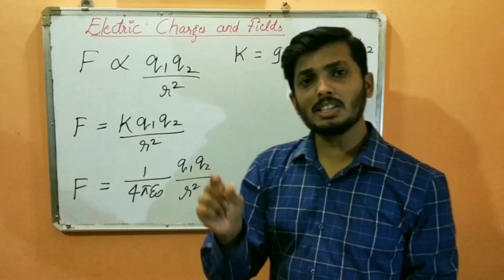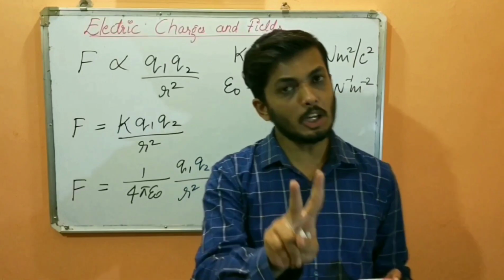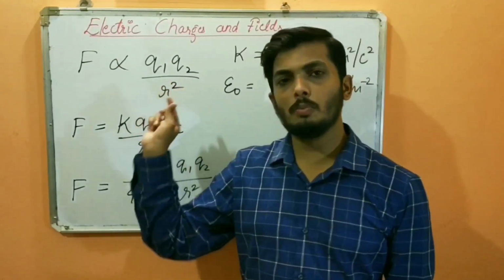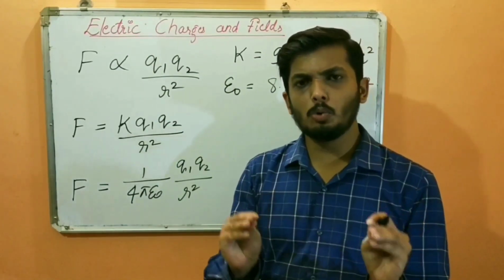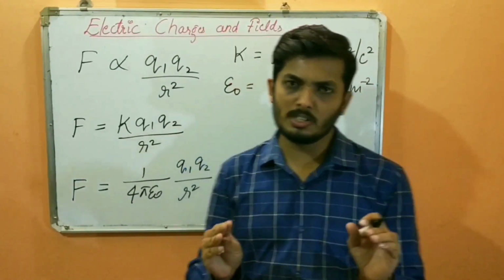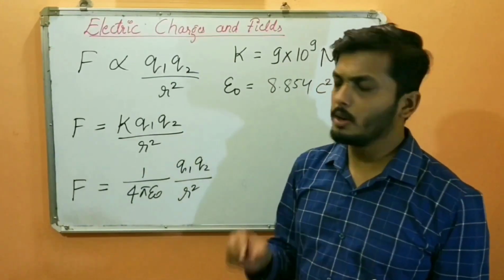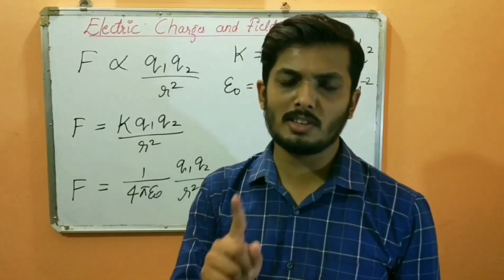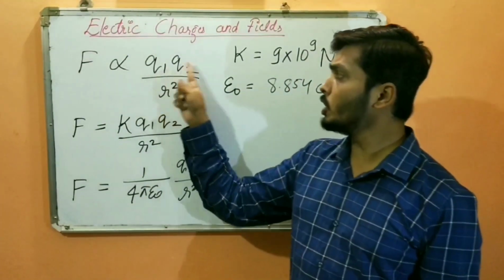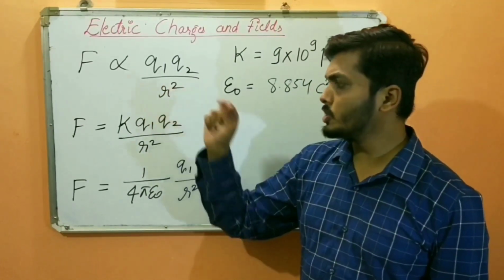The electrostatic force is directly proportional to the product of the magnitude of two charges and inversely proportional to the square of the distance between them. We expect you to write the statement as it is, because since it is a law, we expect you not to modify the statement. Remember, the electrostatic force of attraction or repulsion between two charges is directly proportional to the product of the magnitude of two charges and inversely proportional to the square of the distance between them.